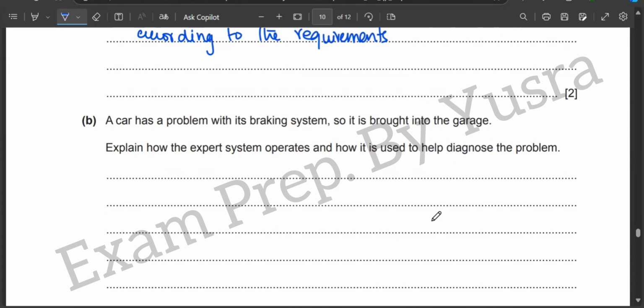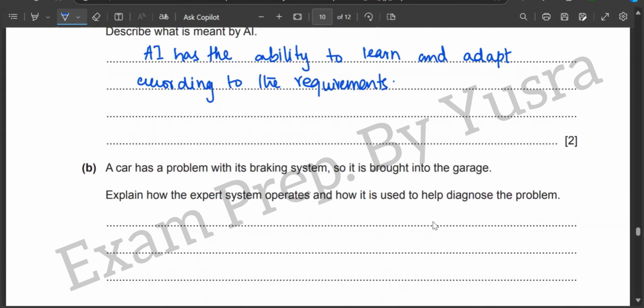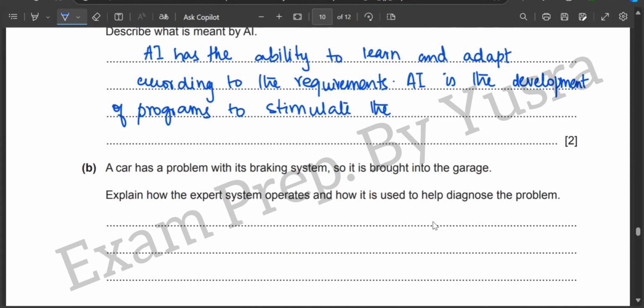This is for 2 marks, so we can add another point that AI is the development of programs to simulate human behavior.